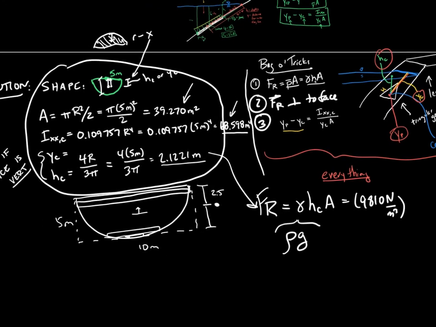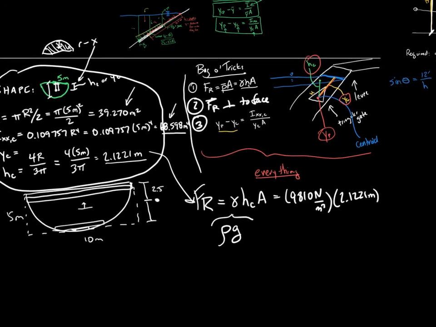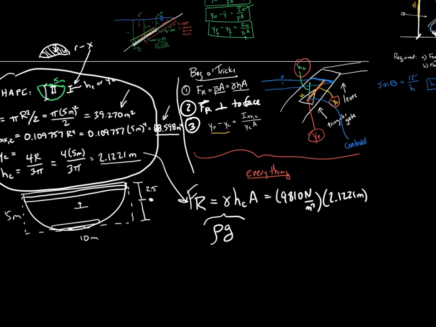Okay, hC, what we solved for that is 2.1221. Remember, always keep 5 digits until we have to report it. And then area, which we discovered to be, again, 5 significant digits, 39.270 square meters. So the FR equals 817,520 newtons. And because I only want to keep 3 significant digits, we're going to make that 818 kilonewtons.